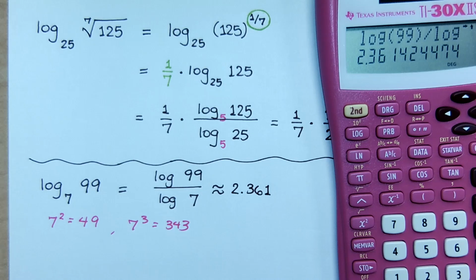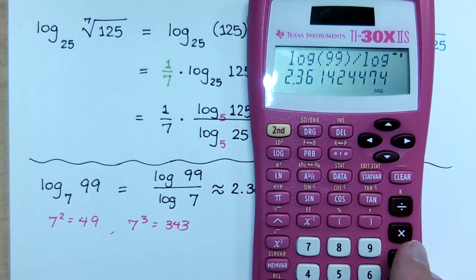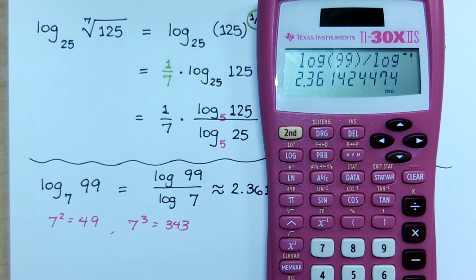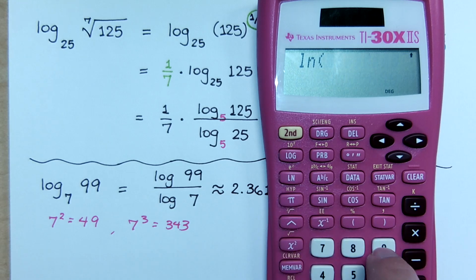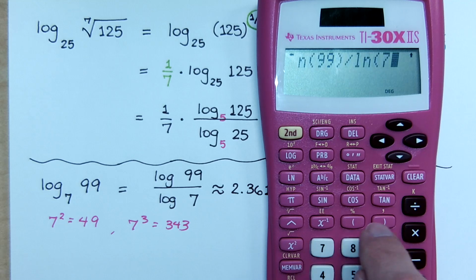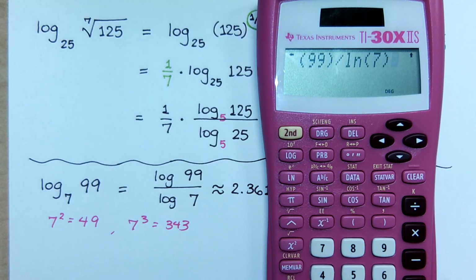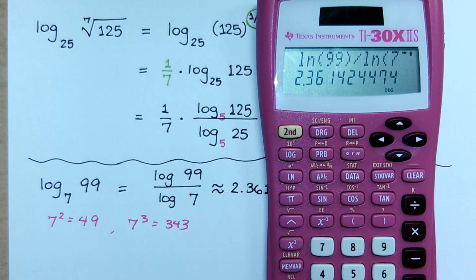What do you guys think? Too easy? Suppose you did natural log instead. Suppose you're more of a natural person, right? I don't like those GMOs. If I do natural log of 99 divided by natural log of 7, should I get a different answer? No, not if what I told you was correct. Oh, look, it's the same thing.